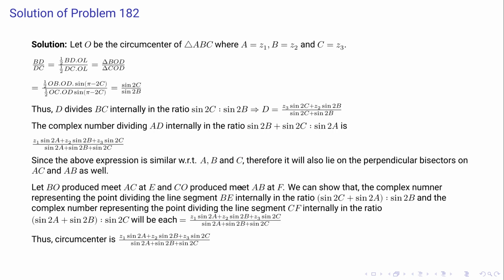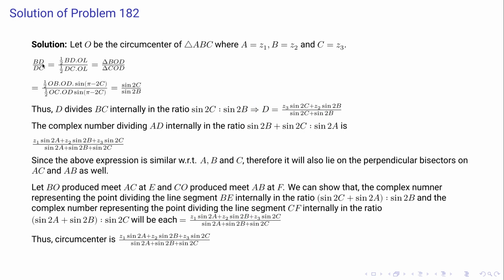Okay, so let's now go on to the calculation of the circumcenter. This technique we could have adopted as well for the orthocenter, but it's a different technique. So I have presented the alternative technique to find the circumcenter. You can use this to find the orthocenter as well.